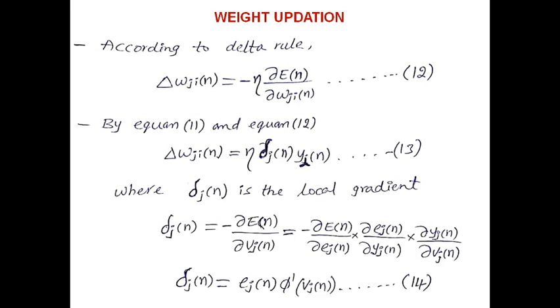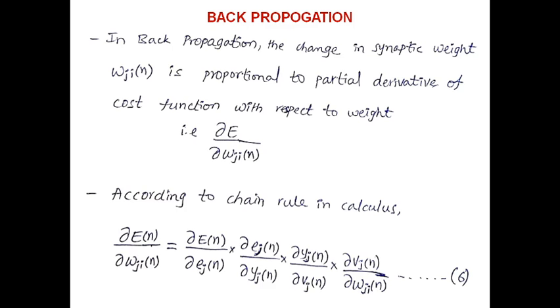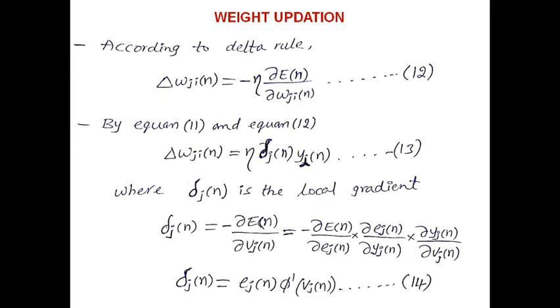So ∂E(n)/∂vj(n) is equal, again here also to get that, we have already seen this chain rule in calculus, in the 6th equation. So from the 6th equation you can take ∂E(n)/∂ej(n), ∂ej(n)/∂yj(n), ∂yj(n)/∂vj(n). So that term we can calculate from this partial derivative. Like this we can get this local gradient δj(n). So here δj(n) is called the local gradient.